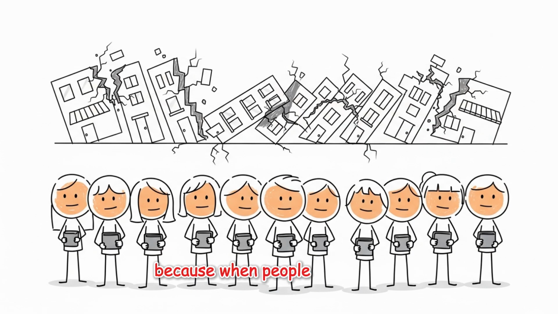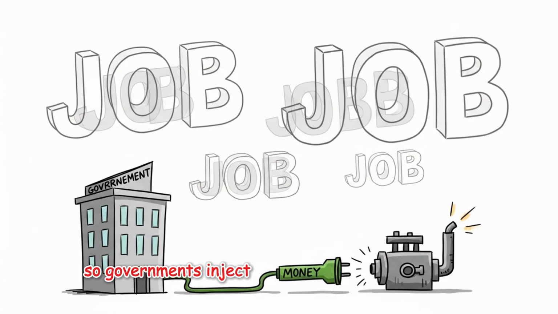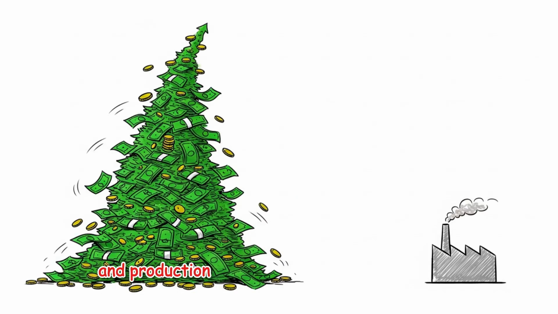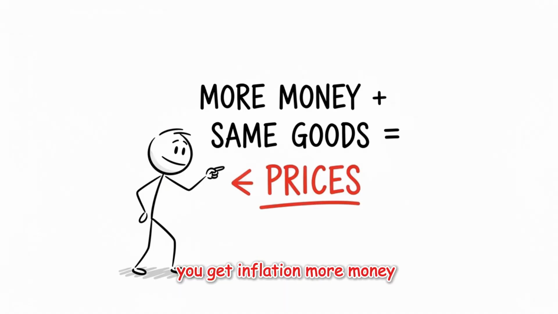Why? Because when people stop spending, the economy can collapse. Businesses fail, jobs disappear. So governments inject money to keep everything alive. But here's the catch. If they inject too much money and production doesn't increase at the same pace, you get inflation. More money, same amount of stuff, prices rise.